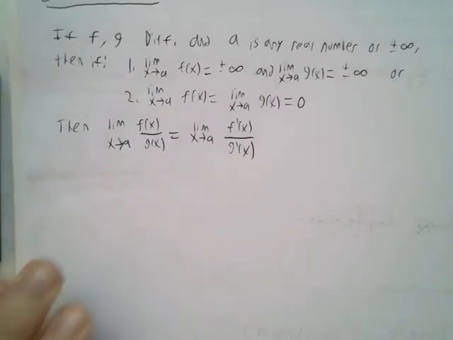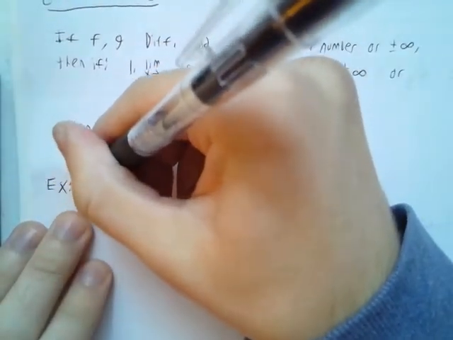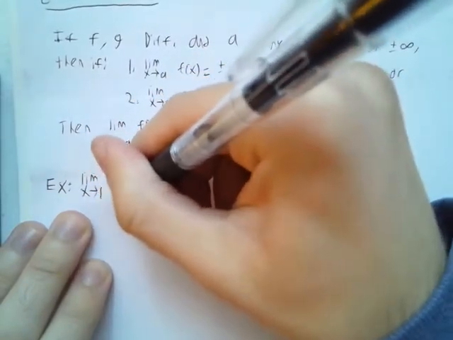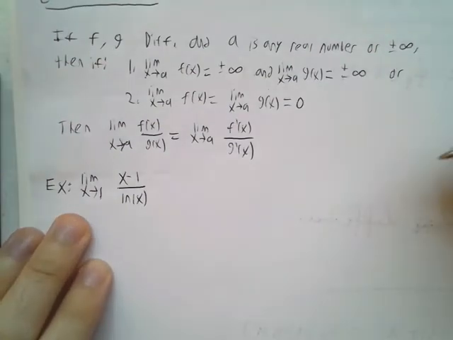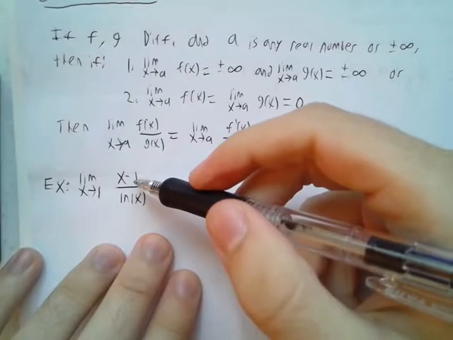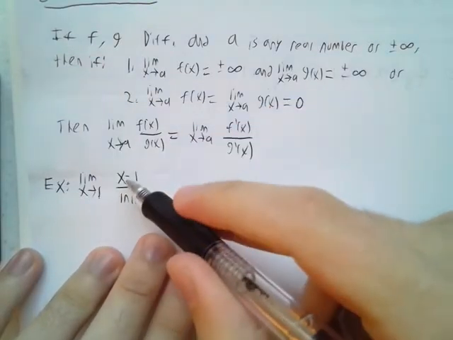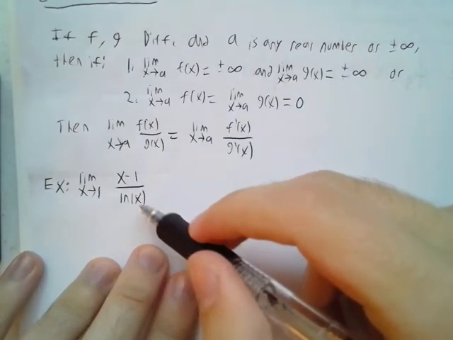So, as a first example, let's look at the limit as x approaches 1, x minus 1 divided by log of x. So, L'Hopital's rule requires that we have an indeterminate form, in other words, a form of 0 over 0 or infinity divided by infinity. If we try plugging in 1, then you'll see that the numerator is 0, log of 1 is also 0, so in this case we have 0 over 0.